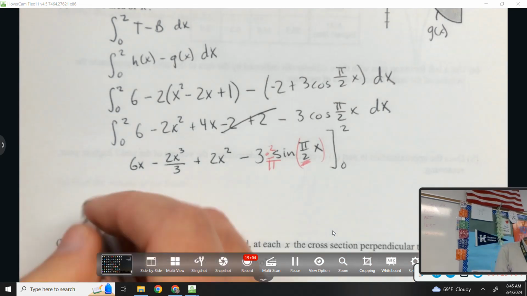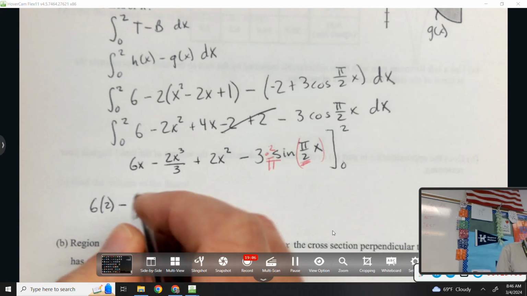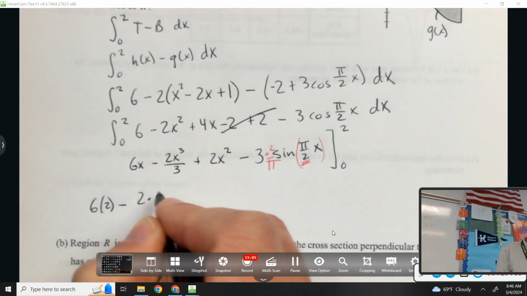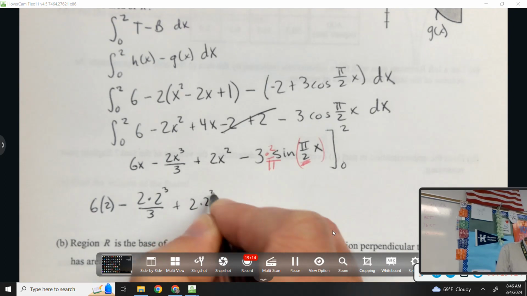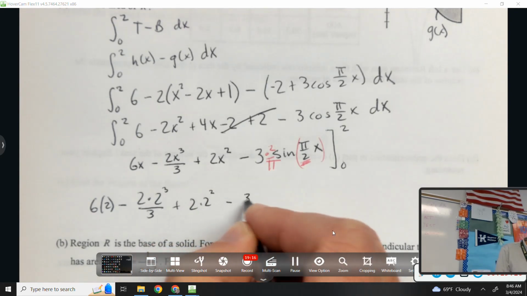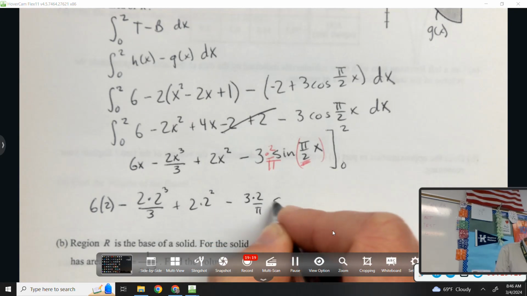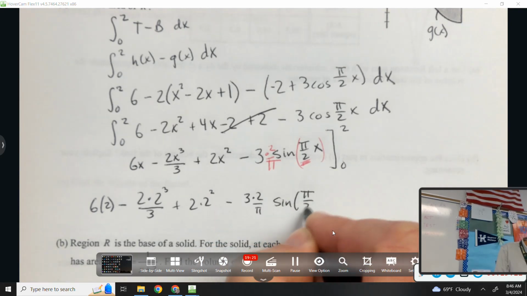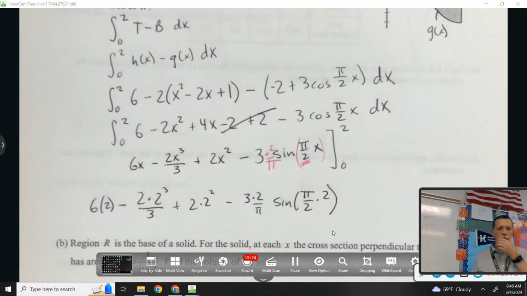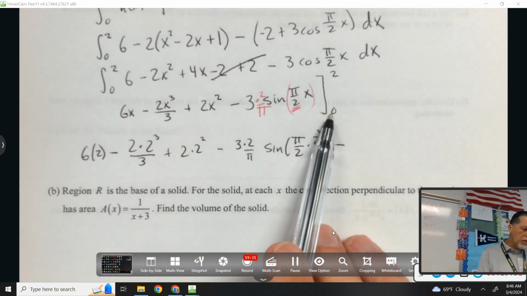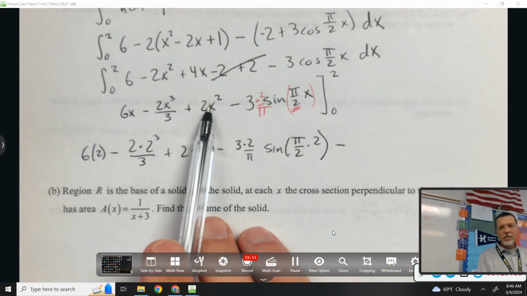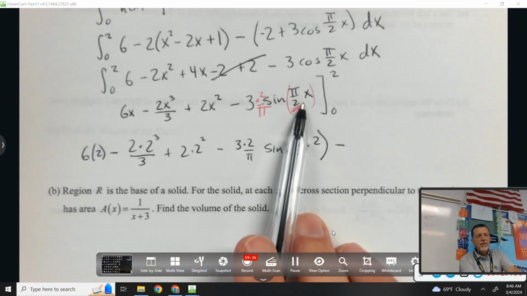A safe stop in our very near future here. 6 times 2. I'm plugging in 2. And I'm not even going to evaluate because I don't want to mess up something dumb here. 3 times 2 over pi. Like I'm really not evaluating anything. I'm just plugging things in. So that's plug in the top. Minus plug in the bottom. If I plug in 0, I need to be careful. Like all of those are definitely 0. What about the sine of 0? What's the sine of 0?